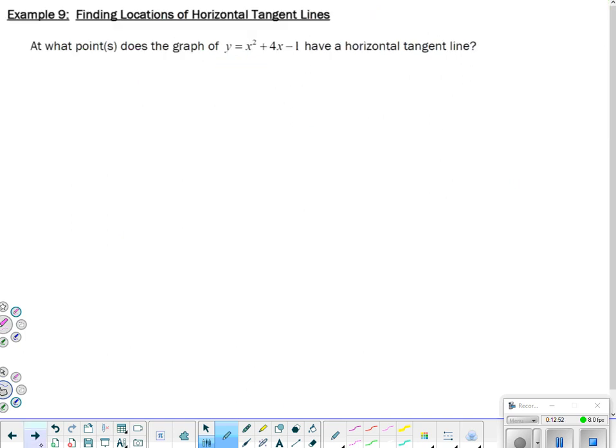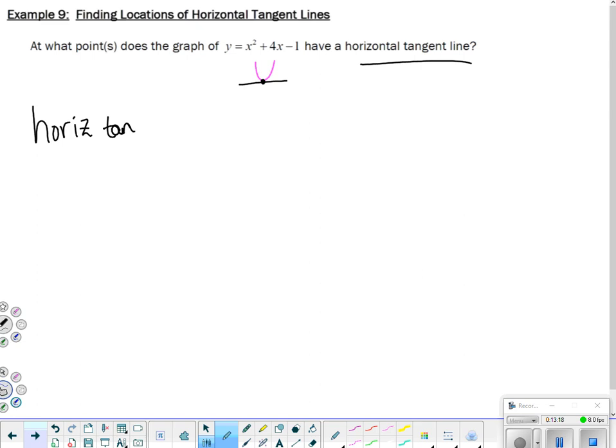We've done one like this one before. It says find locations of horizontal tangent lines. At what point or points does the graph y equals x squared have a horizontal tangent line? Get a little visual in your head, guys. This has got to be a parabola opening upwards. In my head, I'm thinking there's one location where I have a horizontal tangent line.